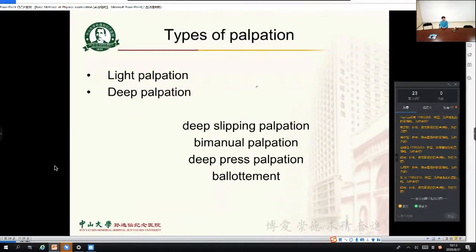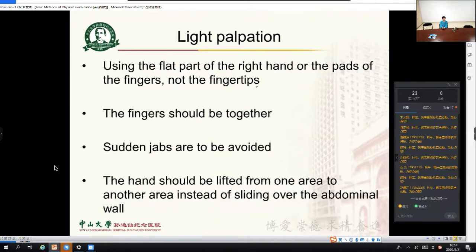And types of palpation. We have light palpation as well as deep palpation. In deep palpation, there are several different methods, including deep sliding palpation, bimanual palpation, depressed palpation, and ballottement. I will show you this later on. First of all, I will introduce light palpation, using the flat part of the right hand or the pads of the fingers, not the fingertips, like this.